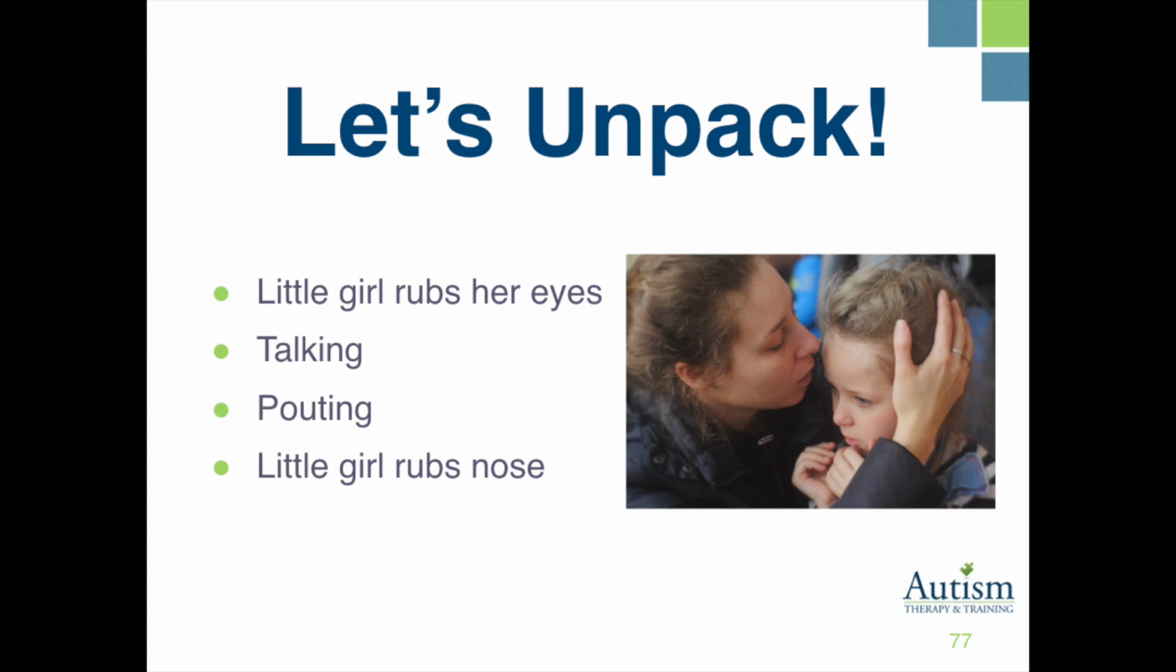Okay, so here you see the little girl. She's rubbing her eyes, she seems to be talking, she's pouting, and she's rubbing her nose. Again, these behaviors are a little easier to jot down and to identify.